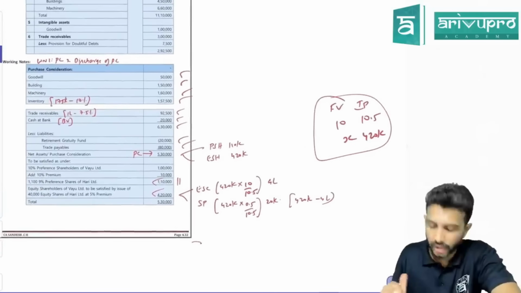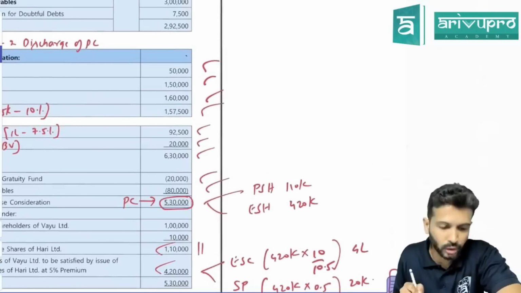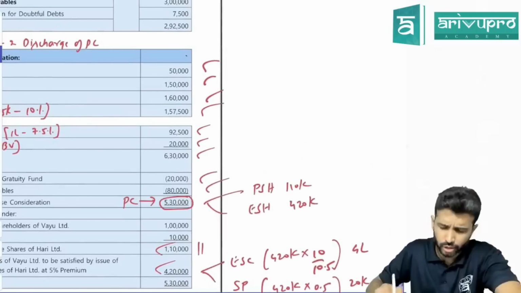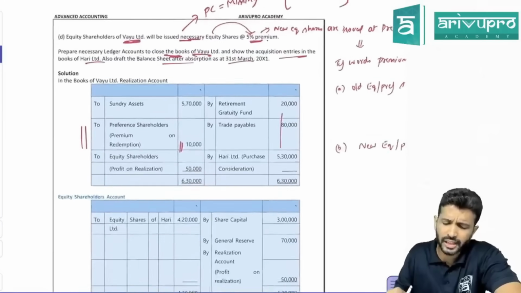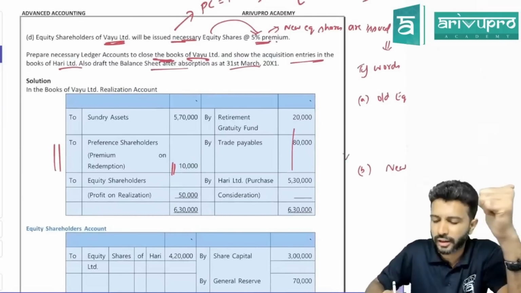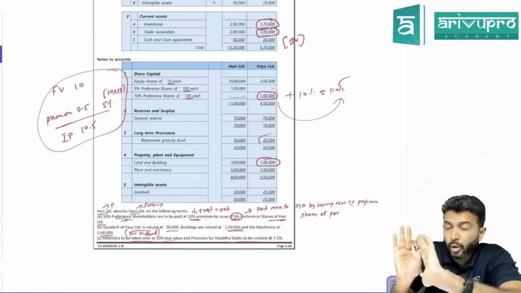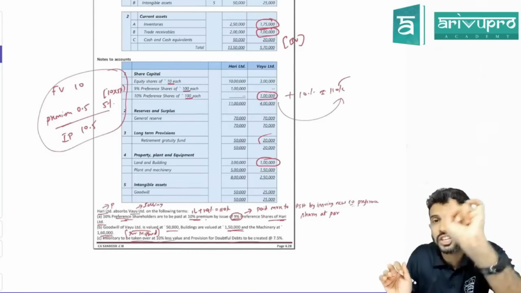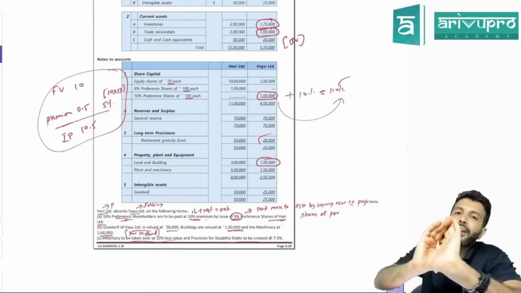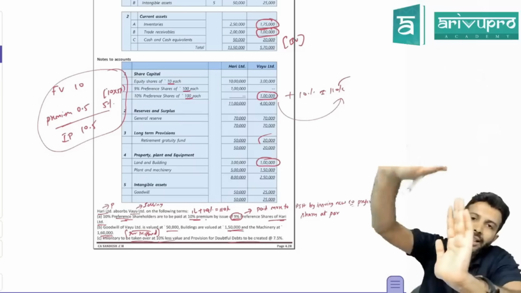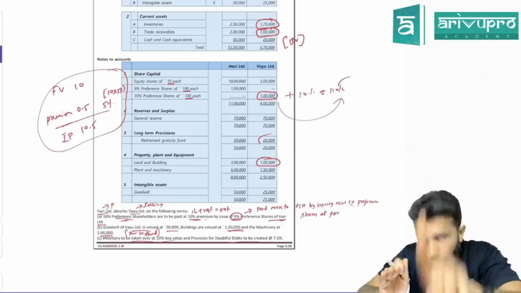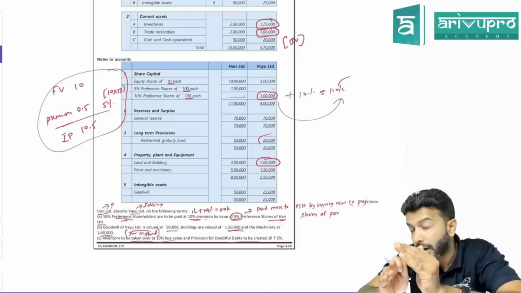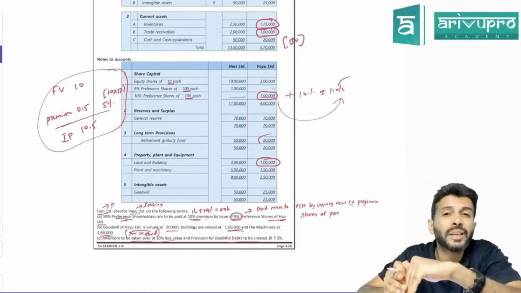Done. PC is received. So what the selling company is interested in is the total PC, which is how much? 5,30,000. Now close all the ledgers of the selling company one by one. First step is what? First account, which account will you prepare? Realization account. First step in the realization account is to transfer all the assets at book value. Assets have a debit balance, so to transfer, we need to credit.